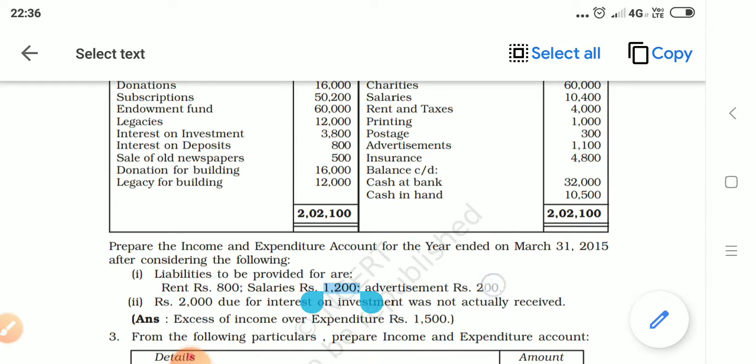The same thing is applicable for advertisement also. 1,100 plus 200 will appear in the expenditure side, and 200 will appear in the liability side of the balance sheet. Now you have interest on investments. So we have interest on investment here, 3,800. With 3,800 we have to add 2,000. 5,800 will appear in the income side, and 2,000 alone will appear in the asset side of the balance sheet as income accrued. Okay, so do this sum.